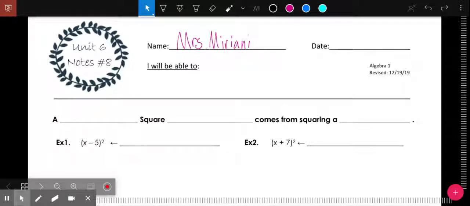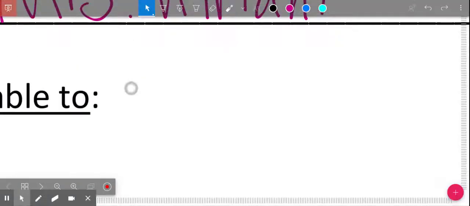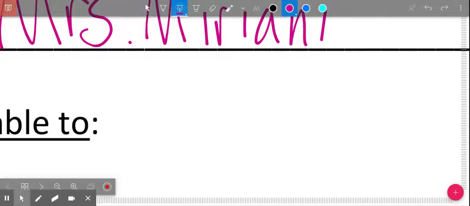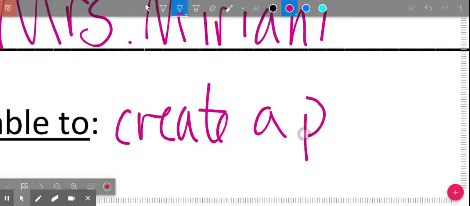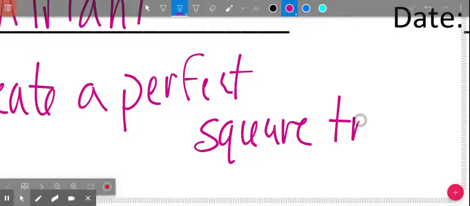All right, so today we're going to be looking at Unit 6, Notes number 8. And our goal today is I will be able to create a perfect square trinomial. That's going to be our goal.